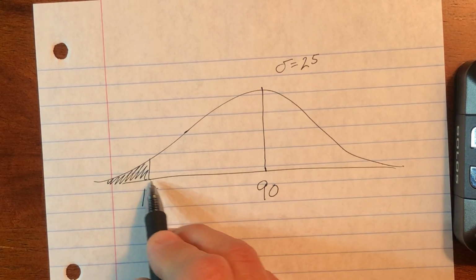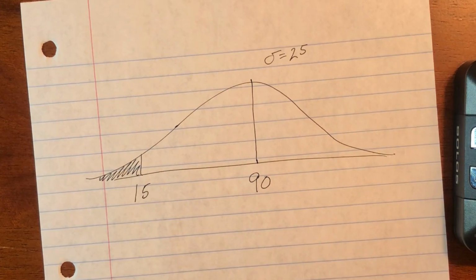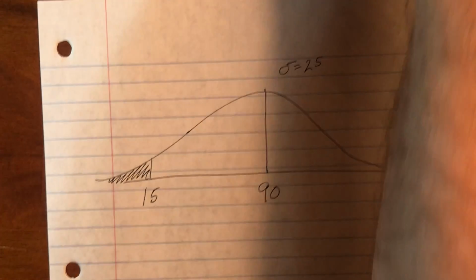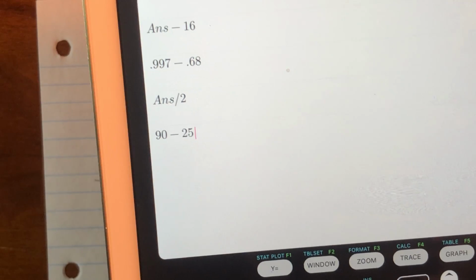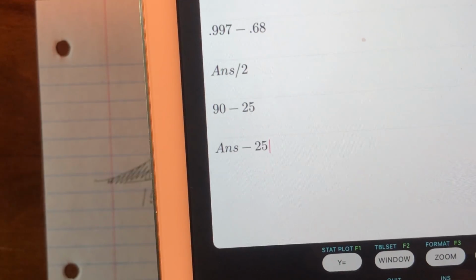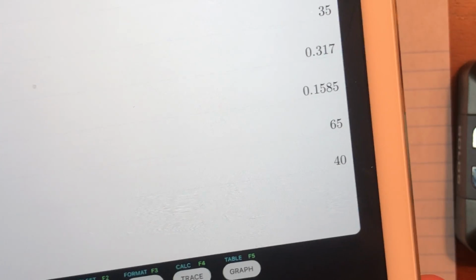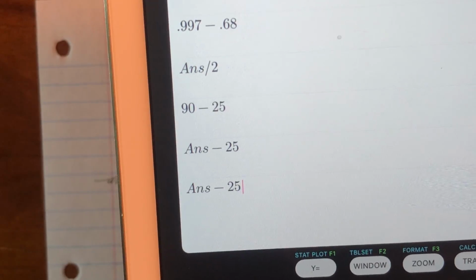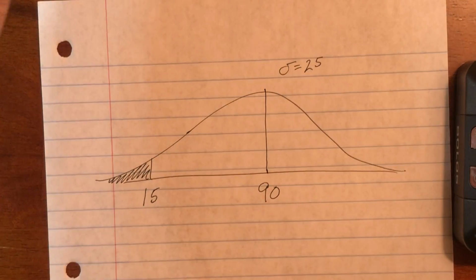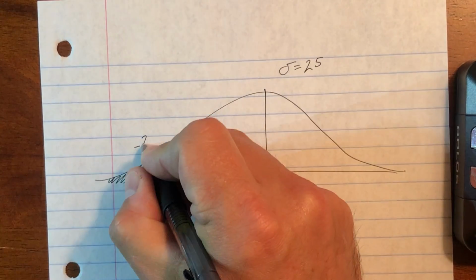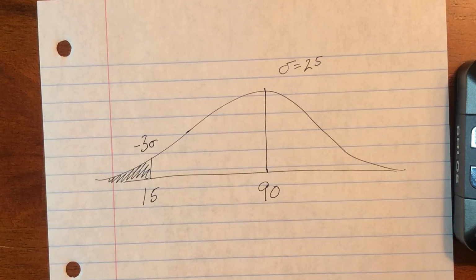How many standard deviations from the mean is this? Well, let's start subtracting and figure it out. 90 minus 25, that's 1 standard deviation. We're down to 65. Minus another standard deviation, we're down to 40. Minus another standard deviation, there it is. 3 standard deviations away from the mean is 15, so this is a -3 sigma.